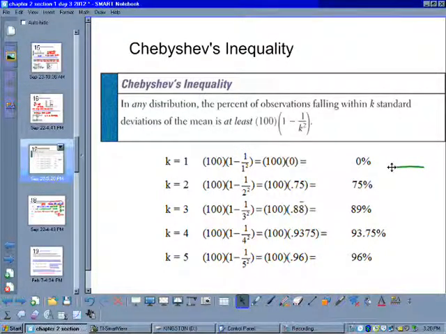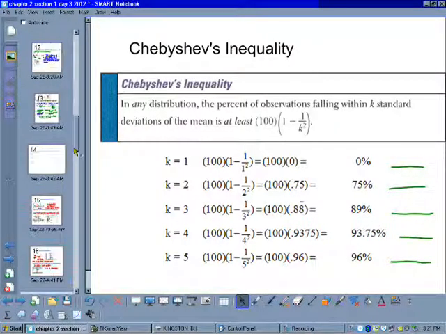For two standard deviations, Chebychev is guaranteeing us that there's 75% of our data within two standard deviations of the mean. For three, it's 89%. Four is 93.75%, and 5 standard deviations plus or minus should give us 96% of our data no matter what our distribution looks like.